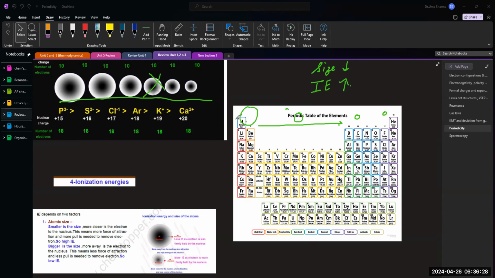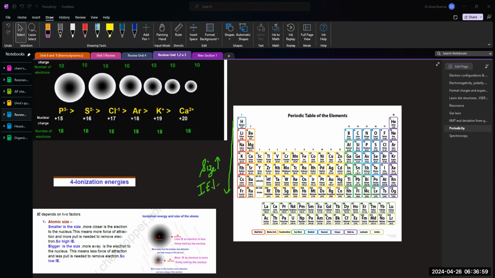What happens to atomic size down the group? Atomic size down the group increases. Across the period decreases, down the group increases. If down the group atomic size is increasing, what happens to ionization energy? This is size. Size is increasing. Ionization energy will decrease. This is one factor, atomic size. And you know the reason?